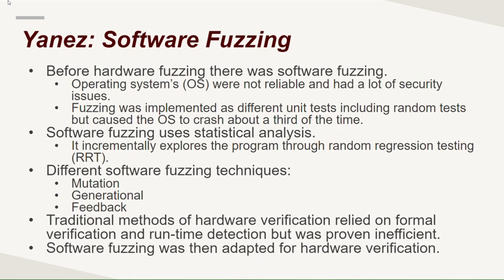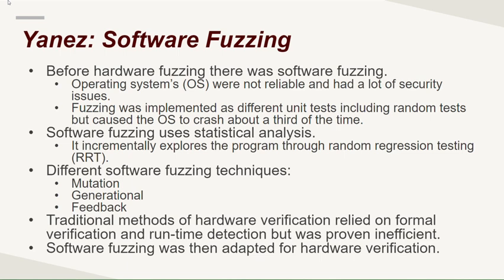But as it turns out, these inputs caused popular operating systems like Unix, Microsoft, and Mac to crash about a third of the time. This is where fuzzing was implemented. Software fuzzing uses statistical analysis as it looks at our program but never actually runs through it. It incrementally explores the program through random regression testing. This is when the program is bombarded with lots of random data to expose bugs and security risks.